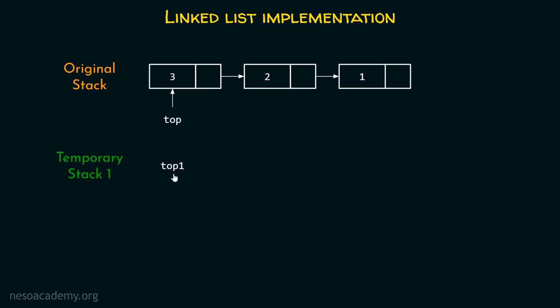I'm assuming that the top 1 pointer must always point to the topmost element of temporary stack 1. Okay, this is my assumption. This is just the name I've given to this pointer. And top 1 is currently null, which means that there is no element inside temporary stack 1. Similarly, temporary stack 2 is also null. And I'm assuming that the top 2 pointer must always point to the topmost element of temporary stack 2. Okay, these are all the linked list representations of the stacks.